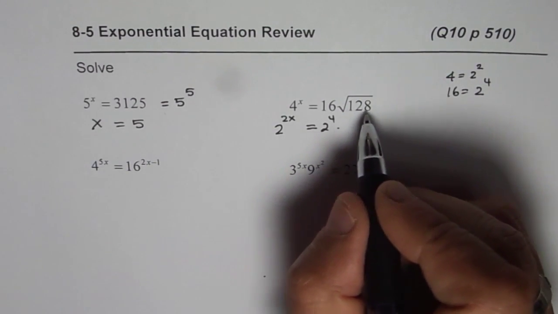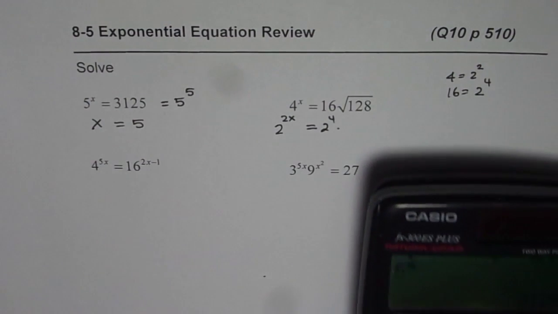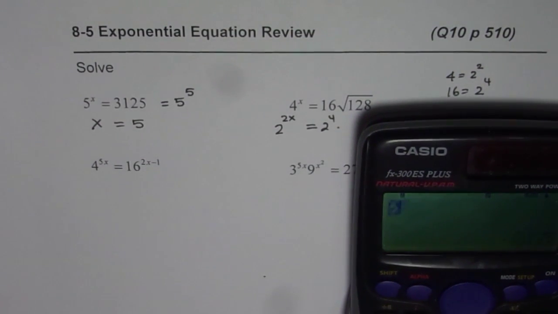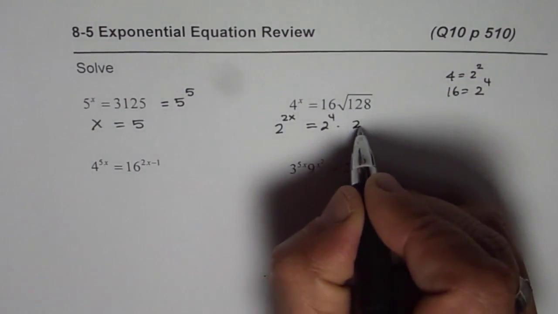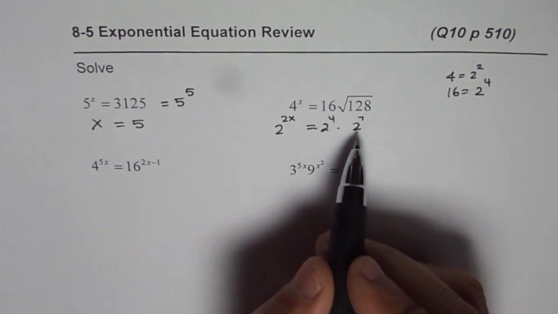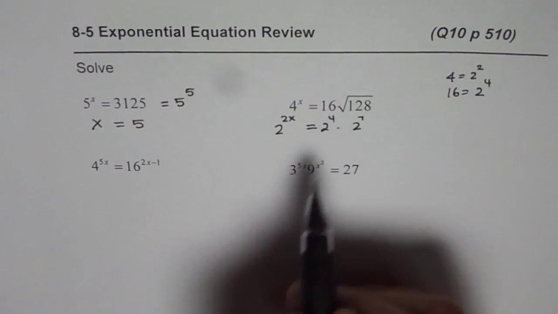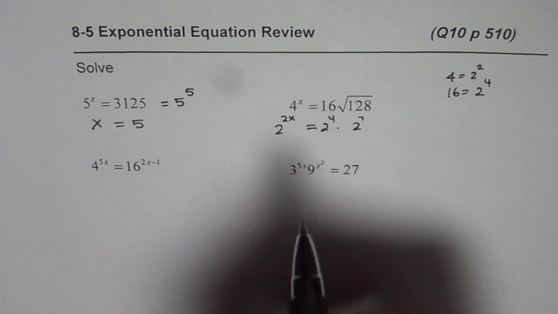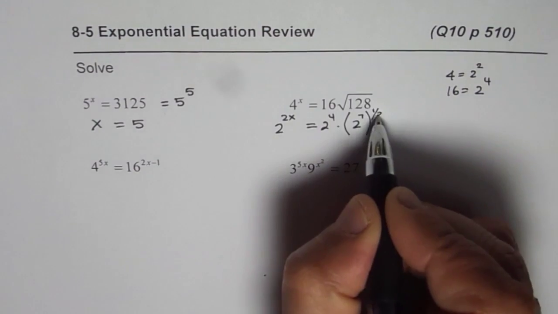Now how to write root 128? So 128 is 2 to the power of what? Let us check. 2 to the power of 6 equals 64. 2 to the power of 7 equals 128. So 128 is 2 to the power of 7. Don't hesitate to use a calculator like this. But the square root means again to the power of half. Do you get the point?